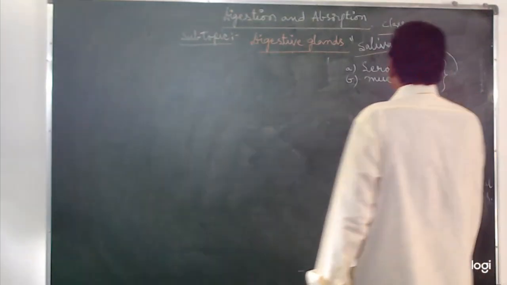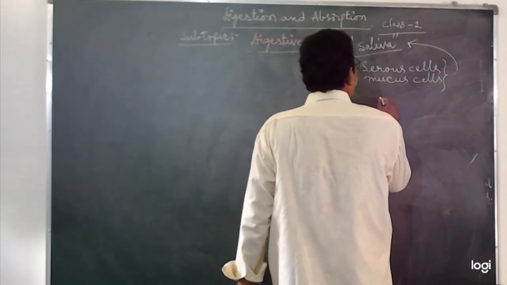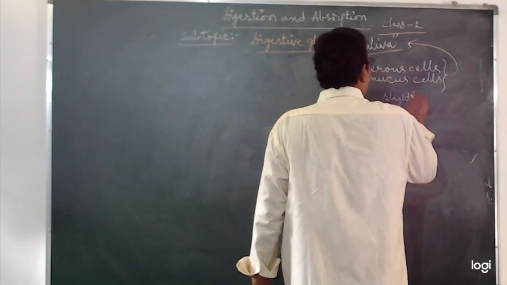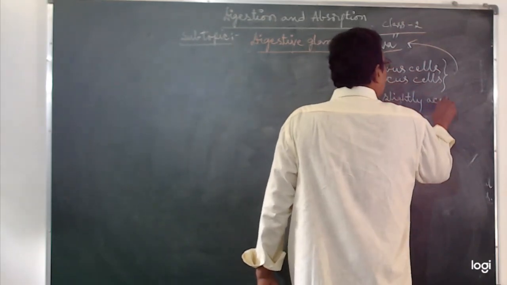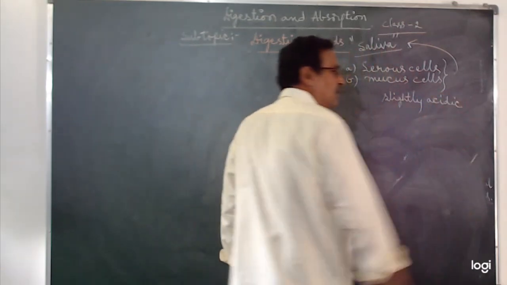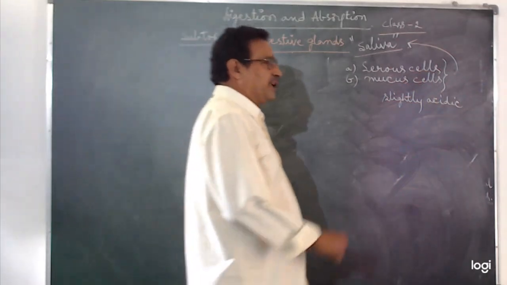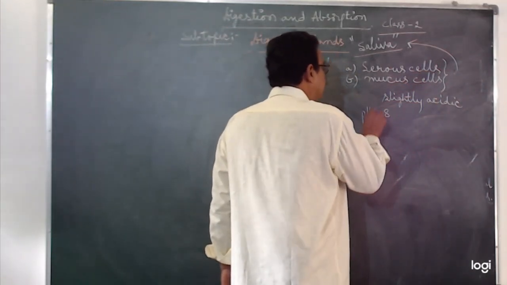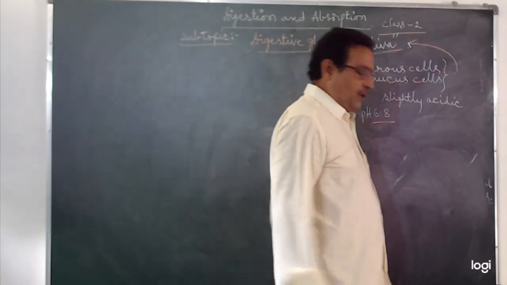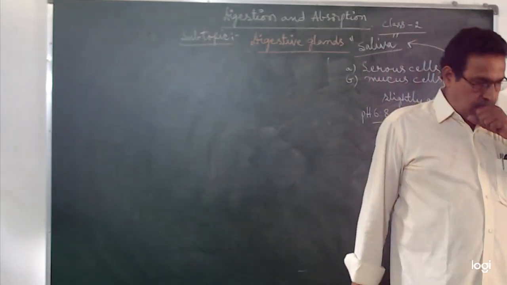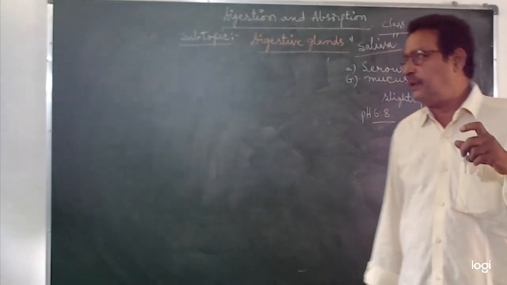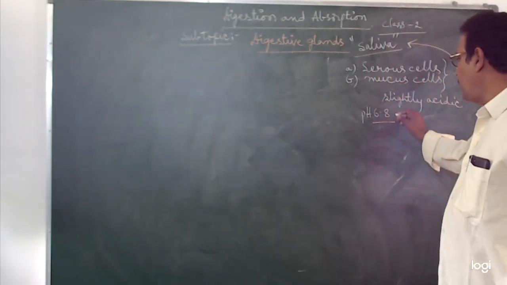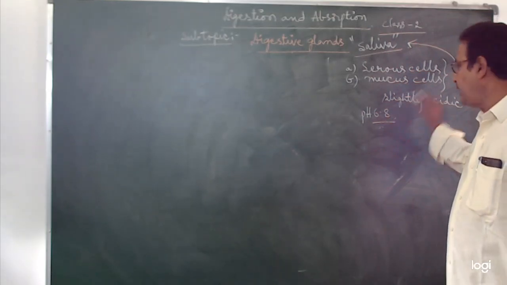It is slightly acidic, with a pH value of 6.8. Saliva is slightly acidic in its chemical nature with a pH value of 6.8.